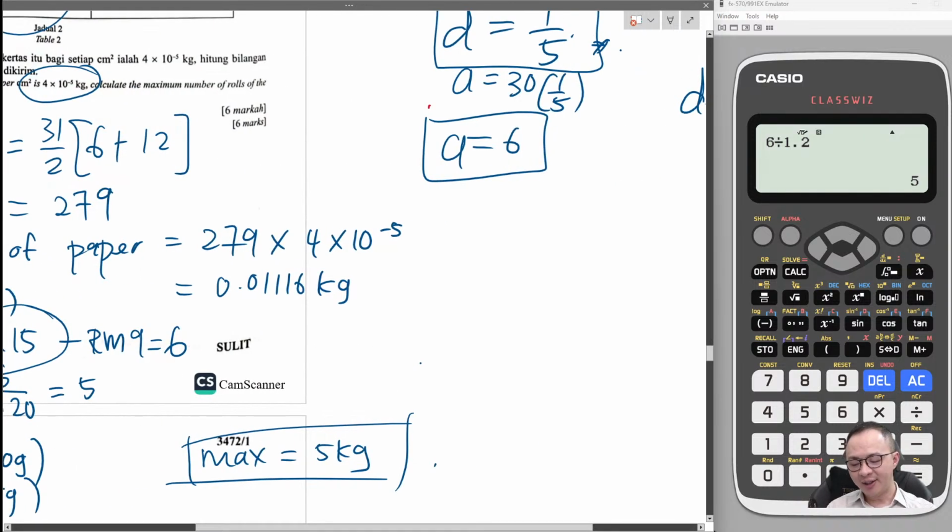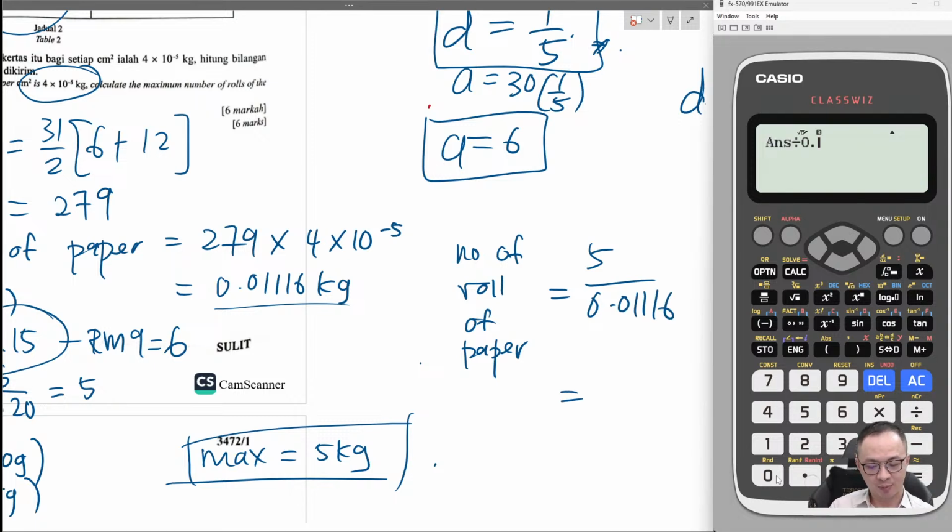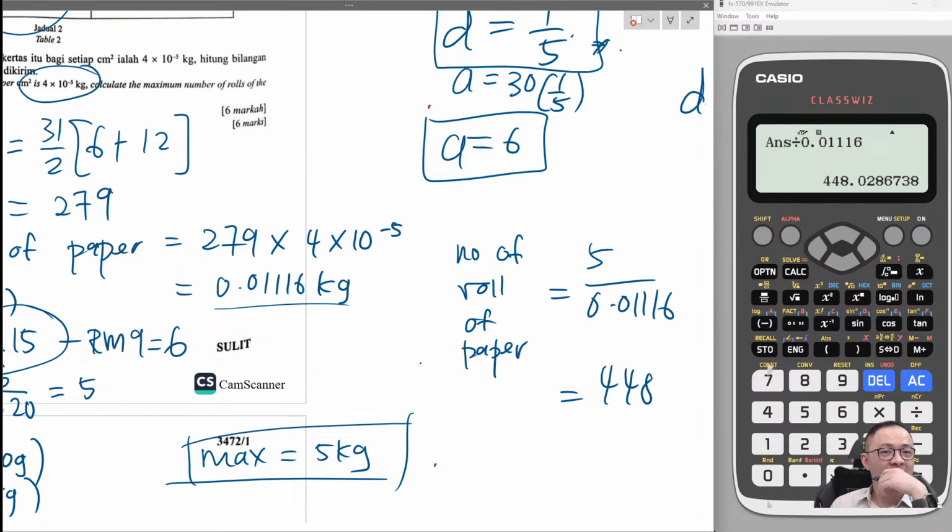So right now, each row is this weight. So how many rows can I get? So the number of rows of paper is basically 5 kg divided by 0.01116. So you can get about 448 rows. Why is my answer so big?